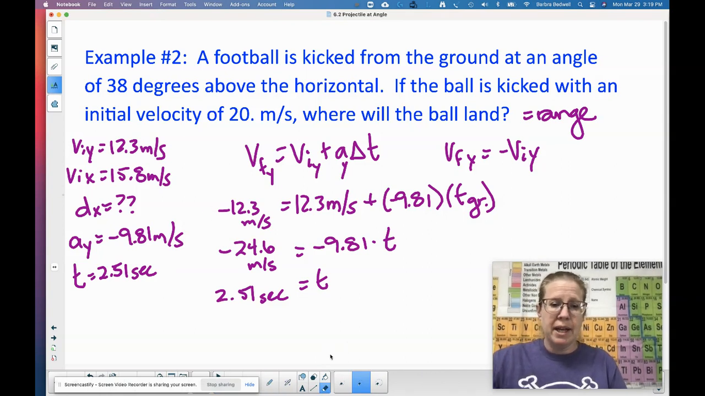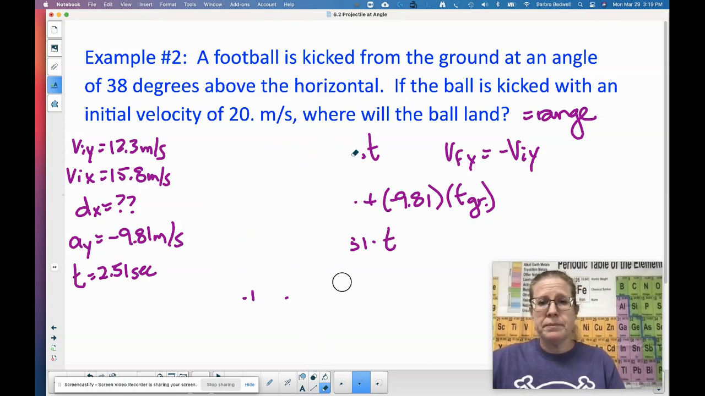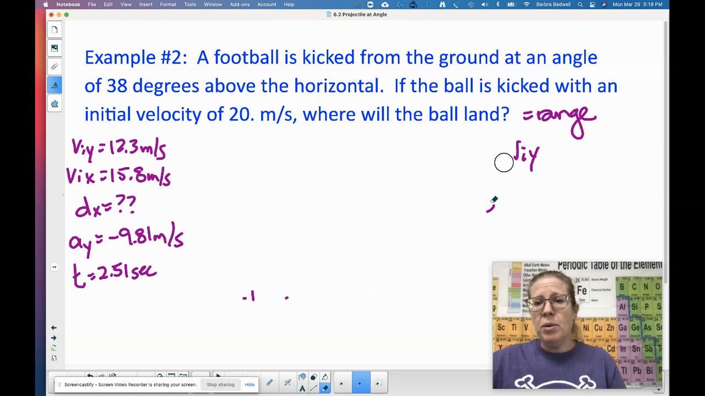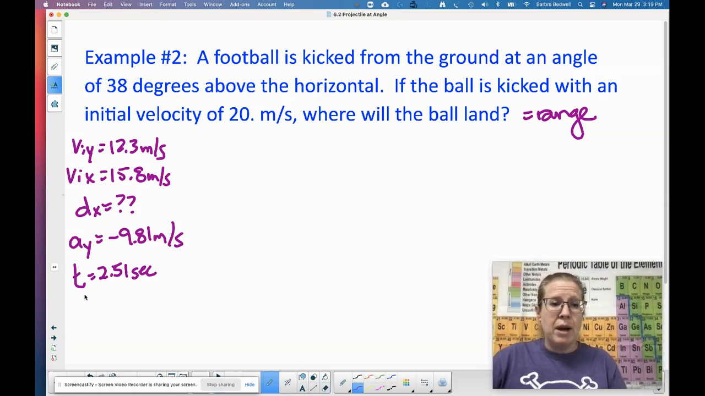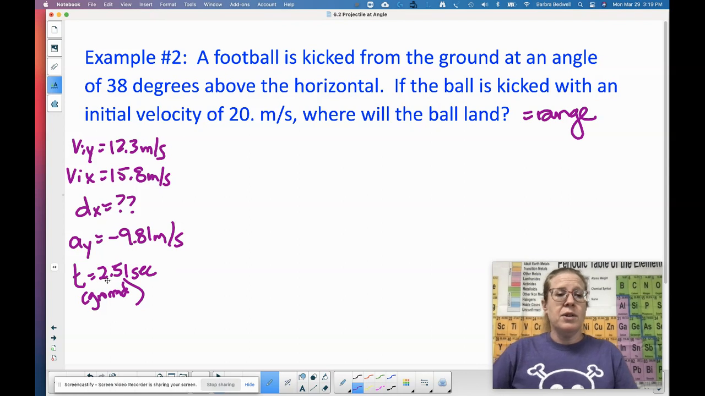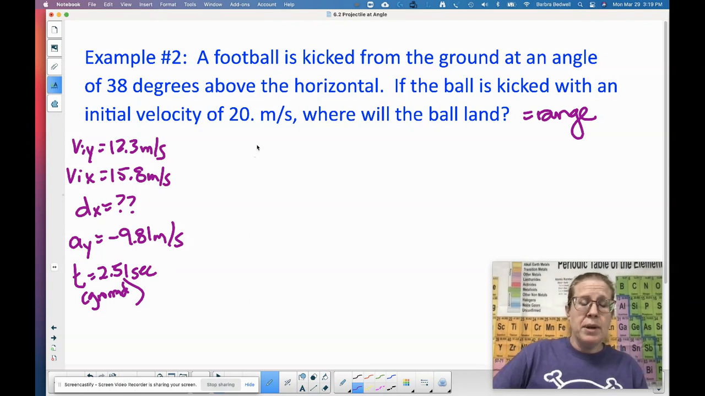Got the vertical part taken care of. Let's deal with the horizontal part, because that's really what we want to know. Okay, now we know that we've got our time. Time's going to be the same horizontally and vertically. Again, this is time to ground, not time to max. So we know that's time all the way back. So now we know that's our total time. So now we can do something that's got our total time, distance, something along those lines in there.